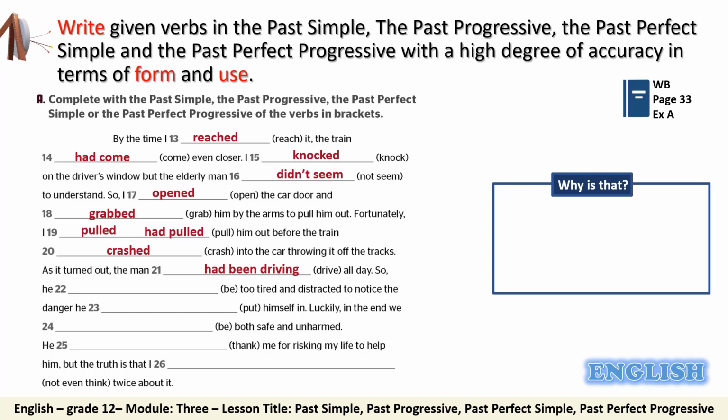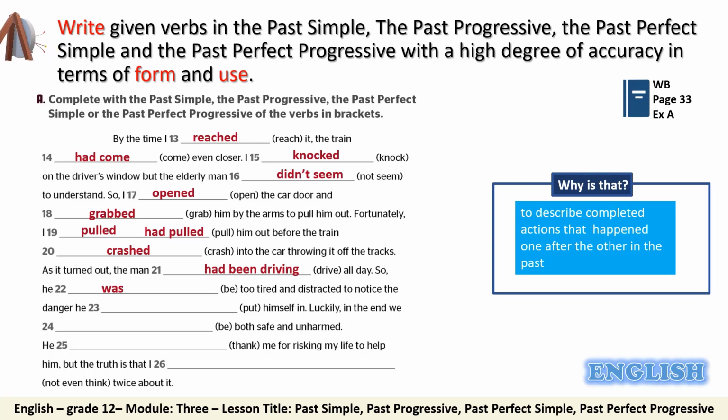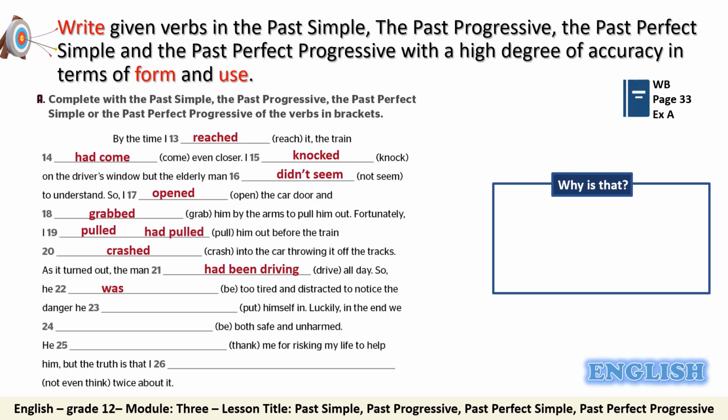What are they? Excellent. You can write was, referring to completed actions which happened one after the other in the past. Also, you can write had been as a correct answer. Then space 23, also you can have two possible answers.